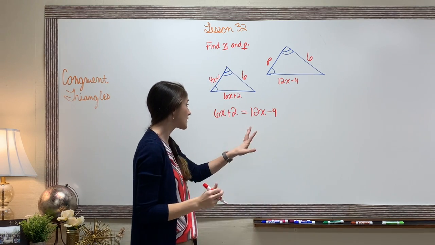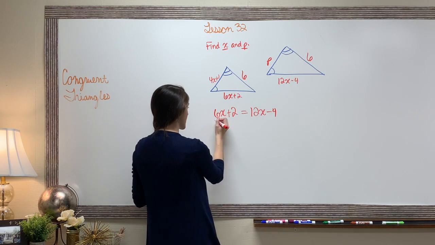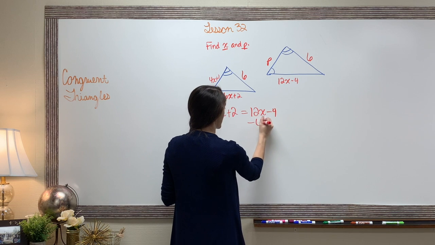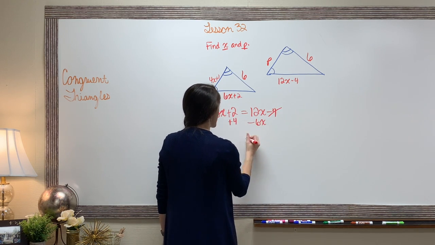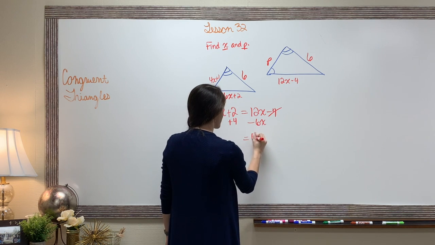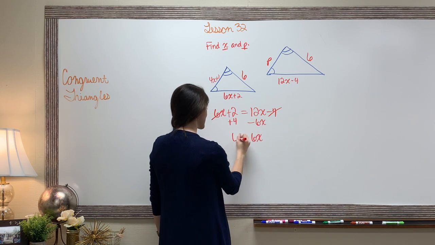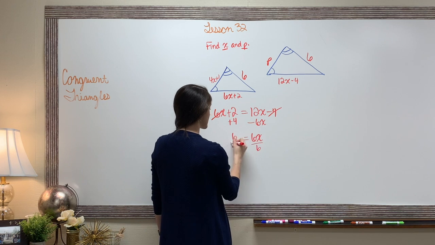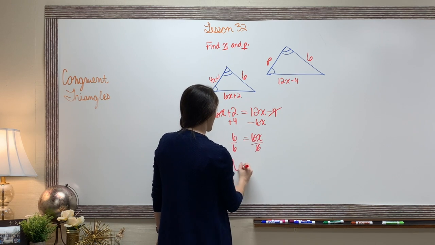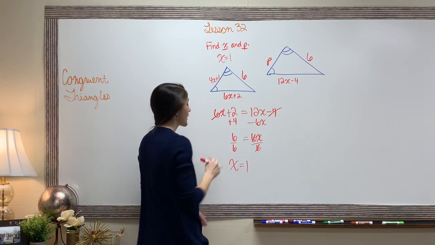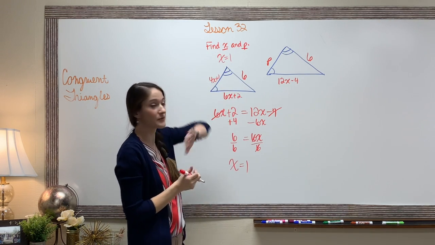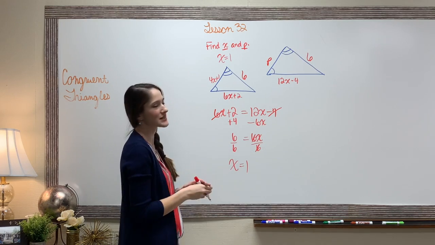Okay, so because we know that, we can now solve for X. So I'm going to get rid of this by saying minus 6X, and I'm going to get rid of this by saying plus 4, and we end up with 6 equals 6X, and 6 divided by 6. So X equals 1. Okay, so we did the first part. We solved for X. Now we need to solve for P.